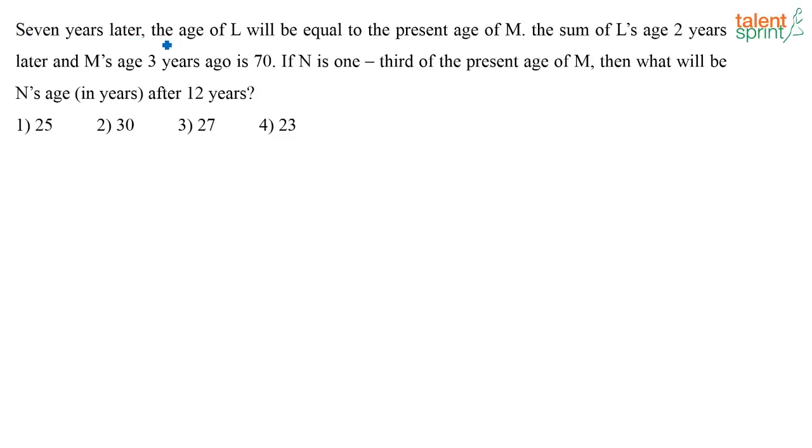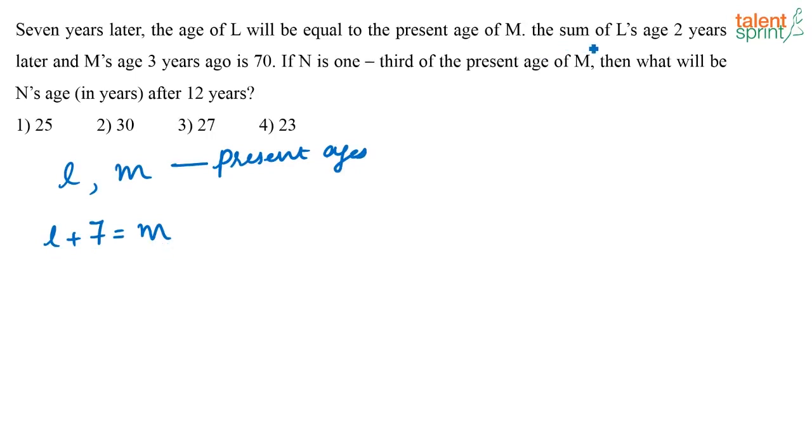7 years later, the age of L will be equal to the present age of M. So let L's present age be L and M's present age be M. What are they saying? 7 years later, what will be the age of L? That will be equal to the present age of M. See, this L and M represent the present ages of L and M respectively. Now, they are saying L plus 7. After 7 years, L's age is going to be the present age of M.